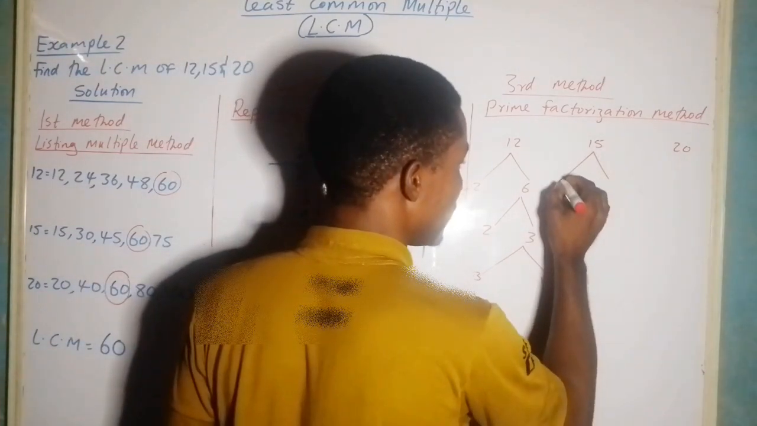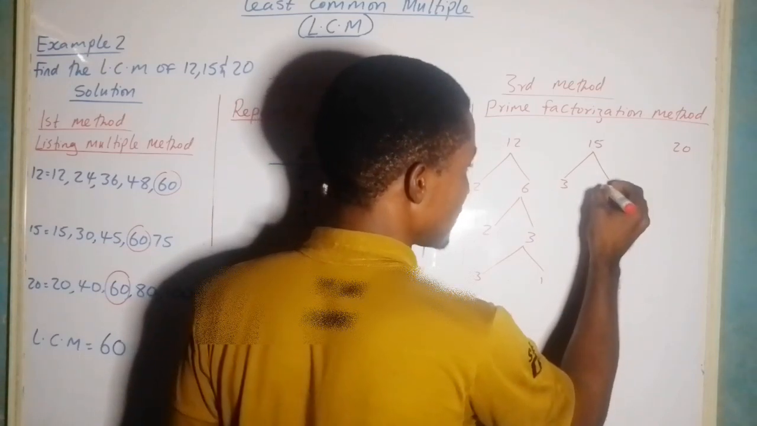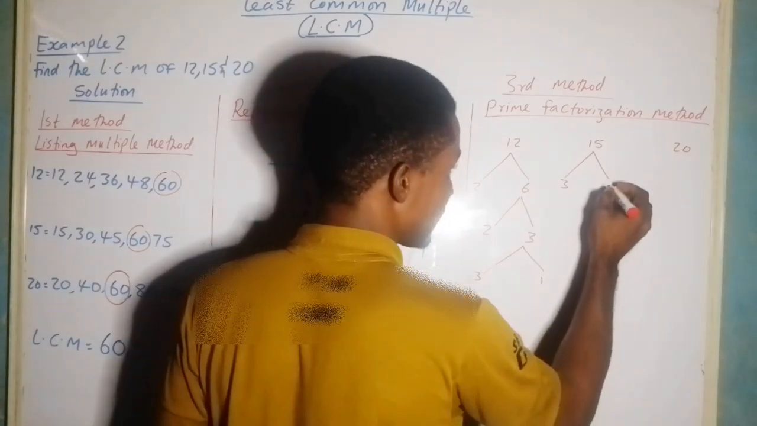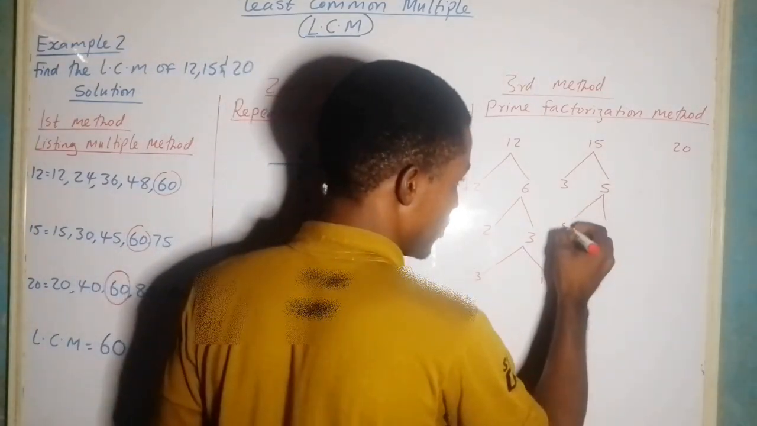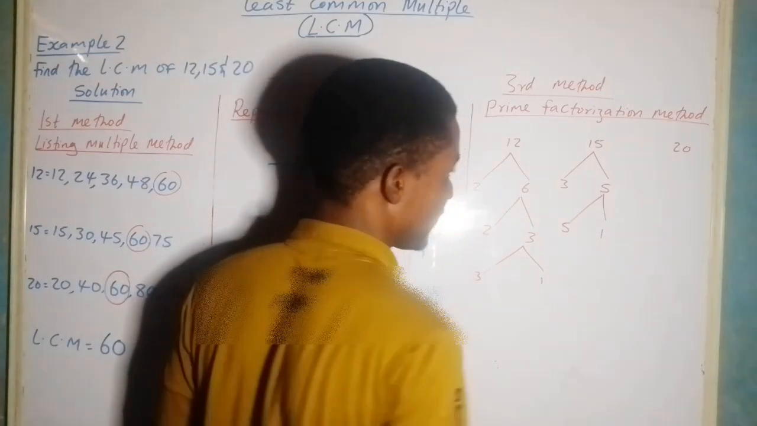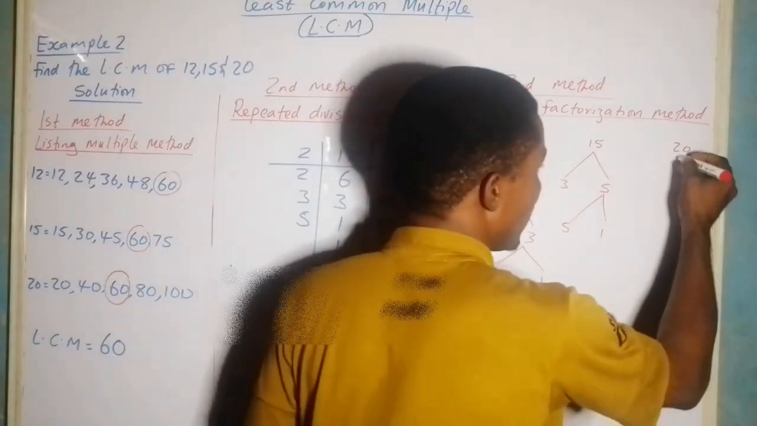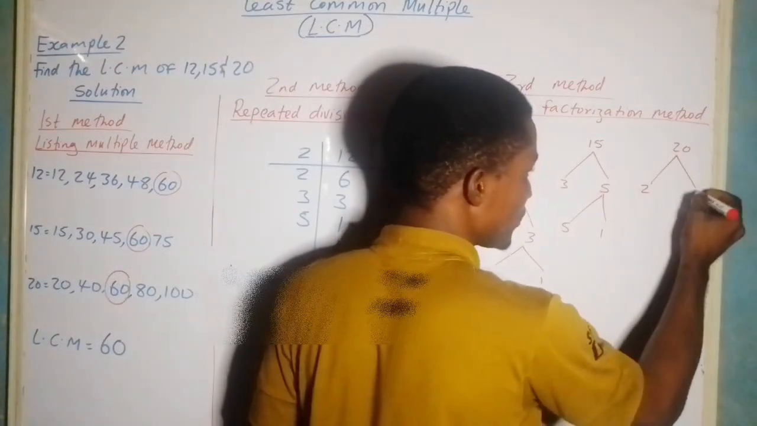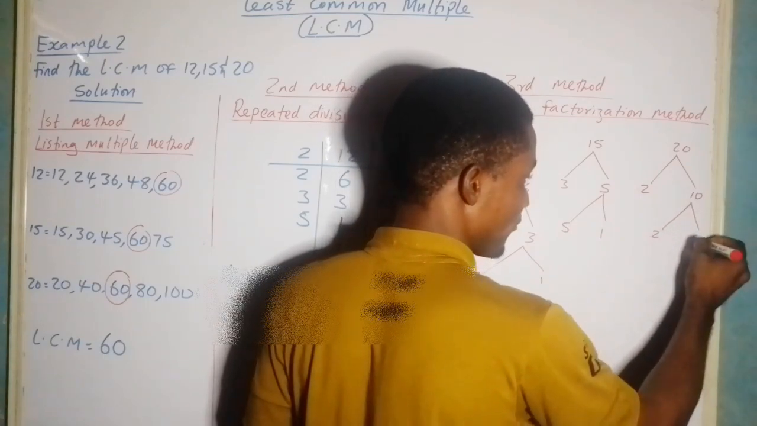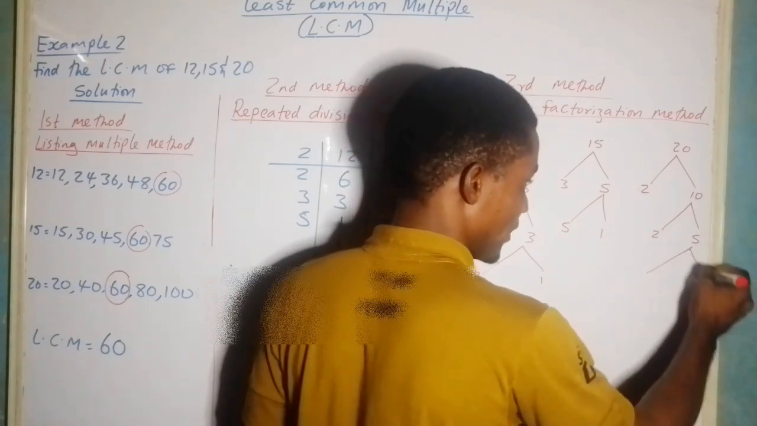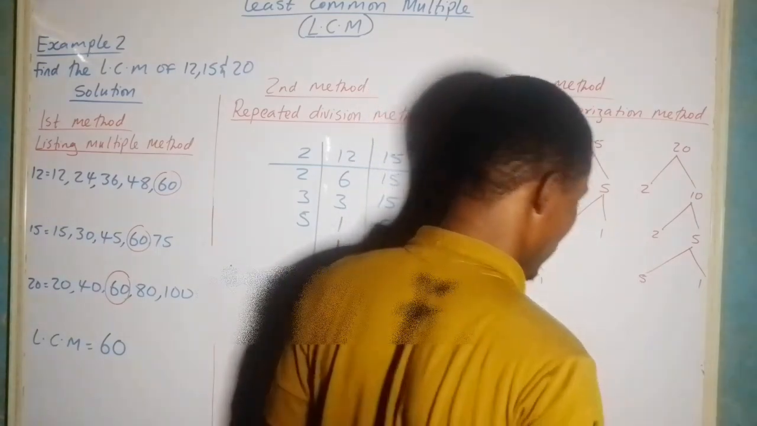15 now. 3 times 5 is 15. 5 times 1 will give us 5. The next one, 2 times 10 is 20. 2 times 5 is 10. And 5 times 1 will give us 5.